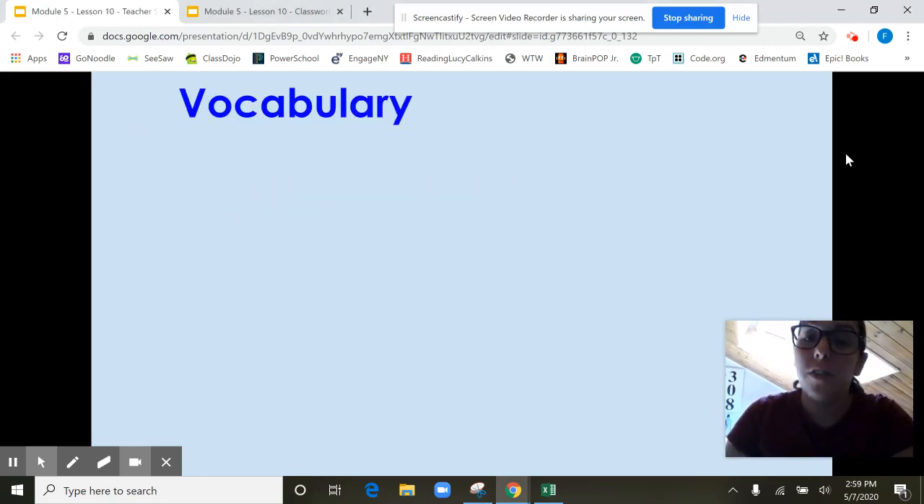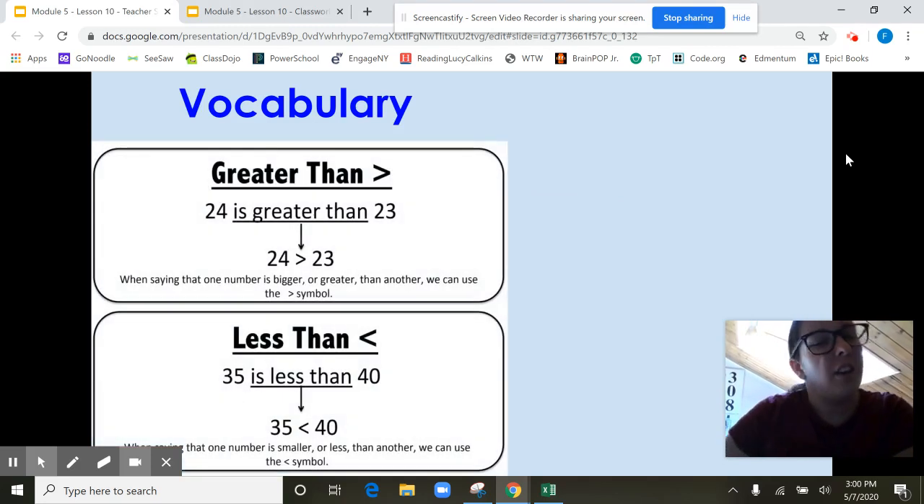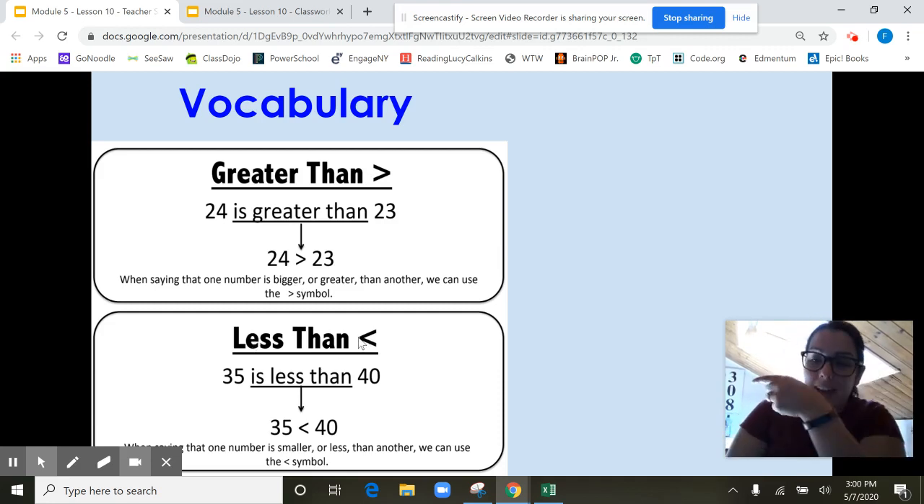Okay, so there's two vocabulary words that I want to introduce to you right now. You've seen these before for sure in previous grades, and actually I think in previous lessons, but I wanted to just remind you of them. So we have greater than, with this symbol. We call these symbols a caret, and that is pointing this way. And we have a less than, where it's pointing that way.